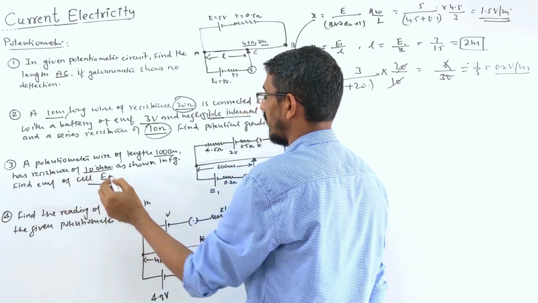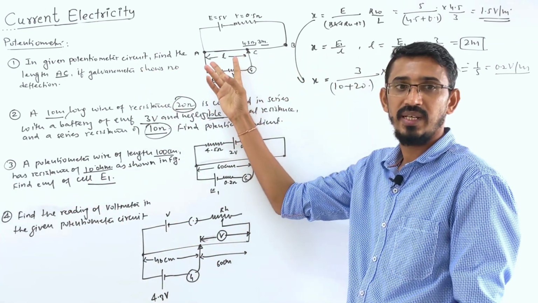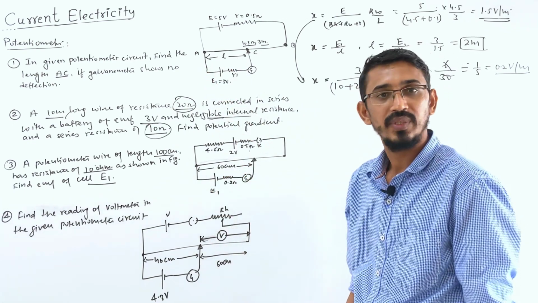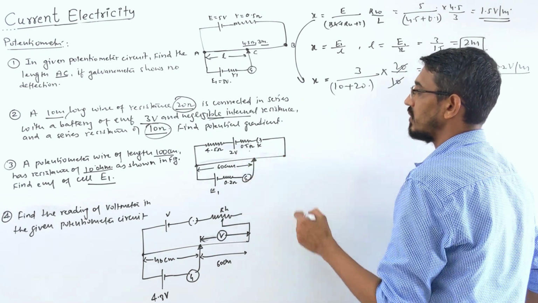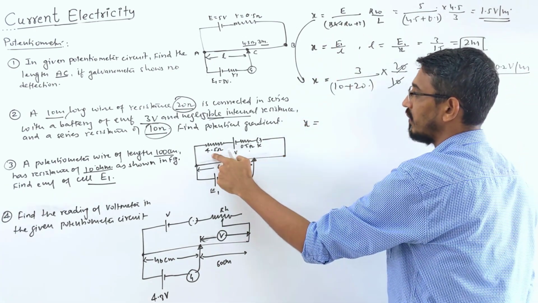Find the EMF of cell E. This question is opposite of that question. Here EMF was known, balancing length they are asking. Here EMF is unknown, balancing length is given to you. Okay, same question. So the first step is always to find the potential gradient X. Same formula. EMF given what?